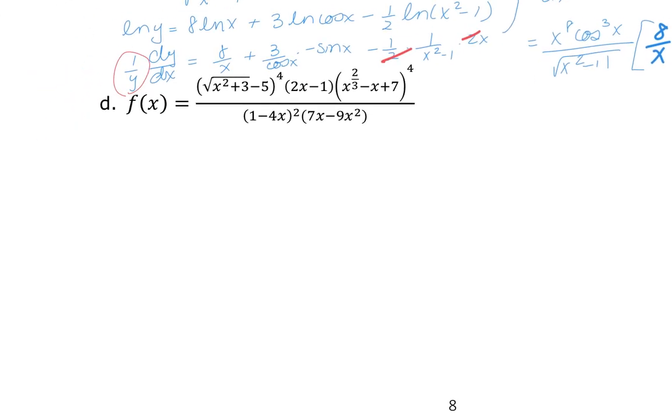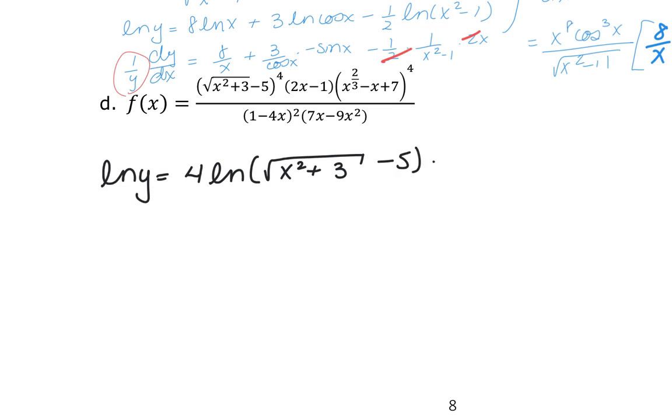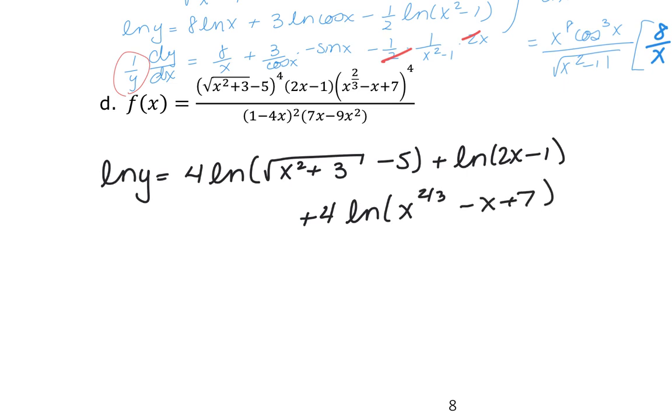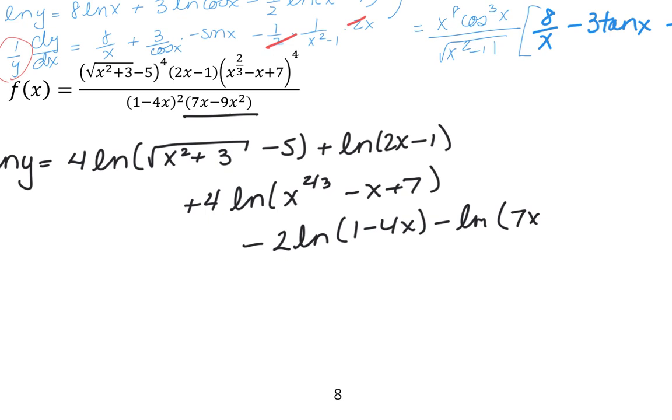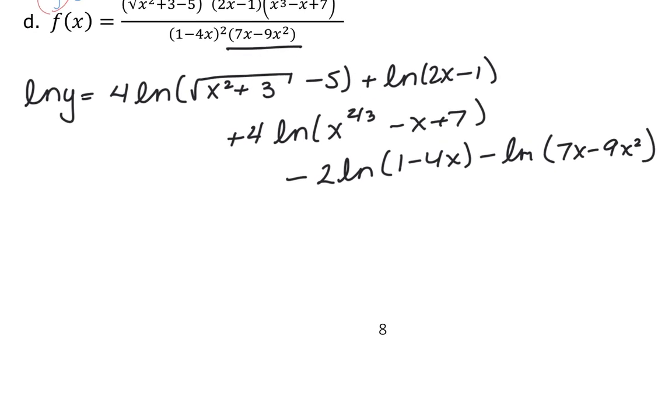If I look at f, the natural log of y is going to be equal to 4 times the natural log of the square root of x squared plus 3 minus 5, plus the natural log of 2x minus 1, plus 4 times the natural log of x raised to the 2/3 minus x plus 7, minus 2 times the natural log of 1 minus 4x, minus, and the reason there's not a minus is because this 7x minus 9x squared is in the denominator, the natural log of 7x minus 9x squared. So now I'm ready to do the derivative.